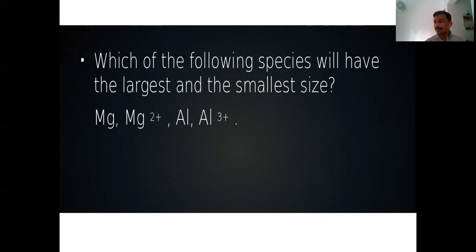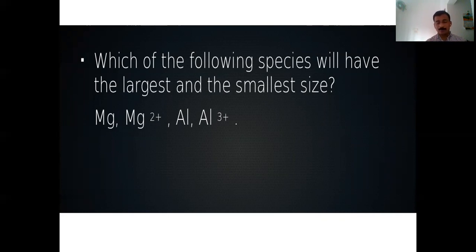Here, the positive ions are smaller than neutral atoms. So here Mg2+ and Al3+ are positive ions. Mg2+ and Al3+ are smaller than the neutral atoms magnesium and aluminum. And as the positive charge increases, the size decreases. So when we compare Mg2+ and Al3+, which is smaller in size? Al3+. So the smallest ion is Al3+.